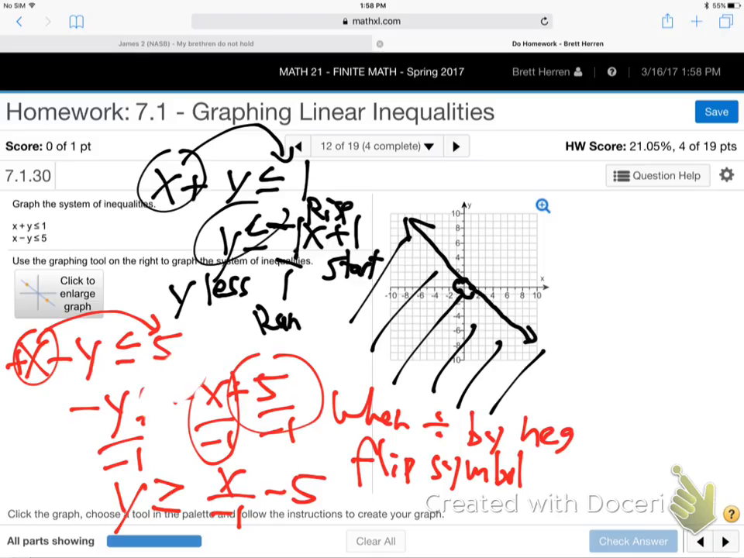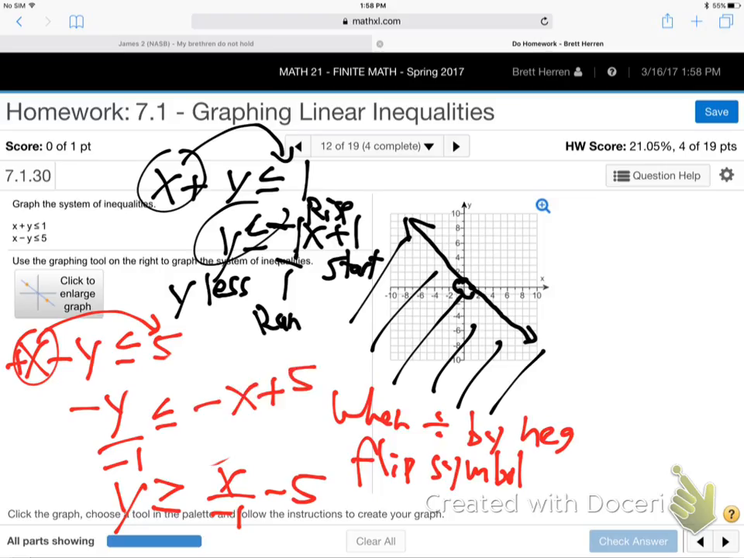It's getting kind of messy. I can't even tell what's going on there. Let me go back to where it was before I messed it all up. It was originally y less than or equal to negative x plus 5, and then I divided through by negative 1, and the symbol flipped.